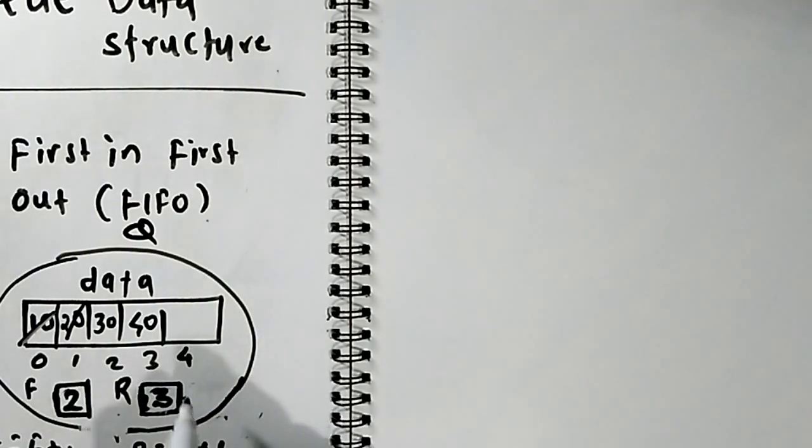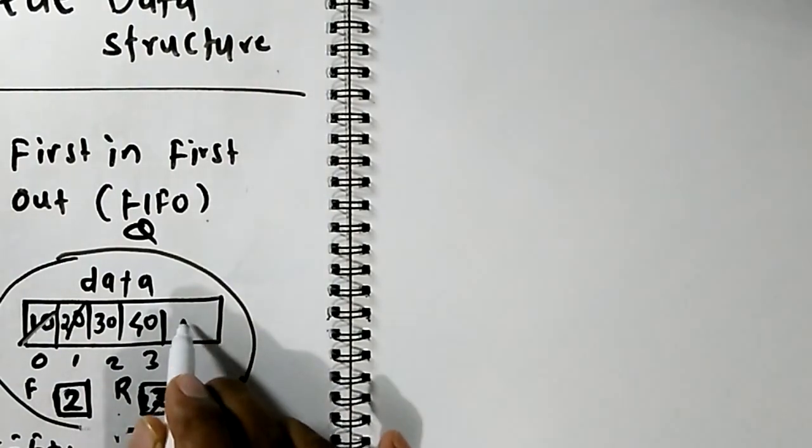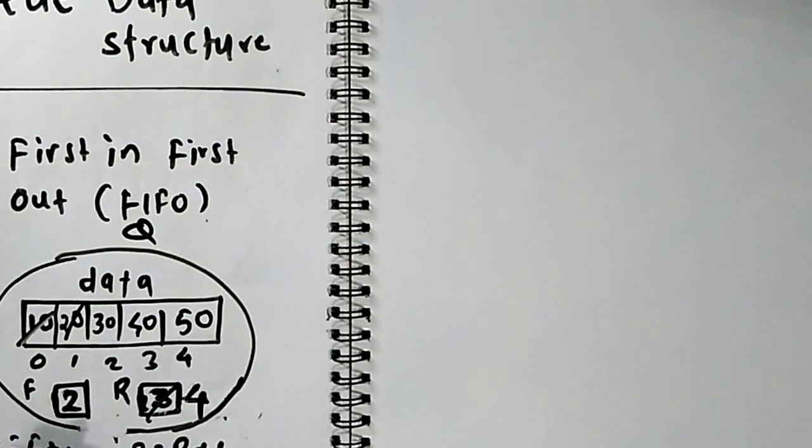Let's do one more enqueue operation on the queue. To do an enqueue operation, we see what r is. r is 3, we increment it by 1, it becomes 3 plus 1, 4. Go to the fourth location, insert a number there.